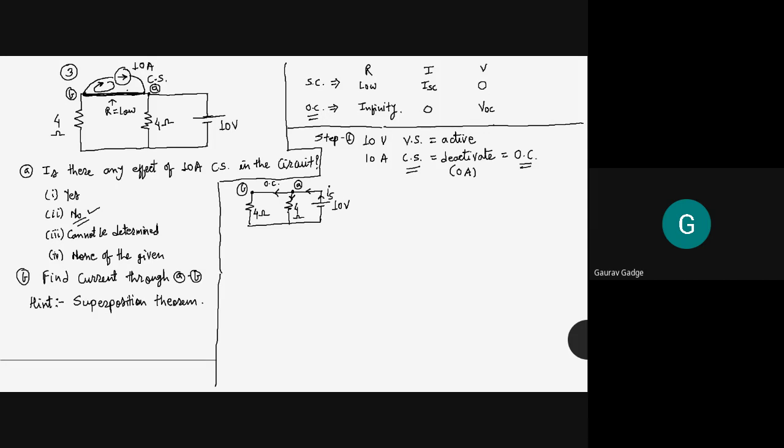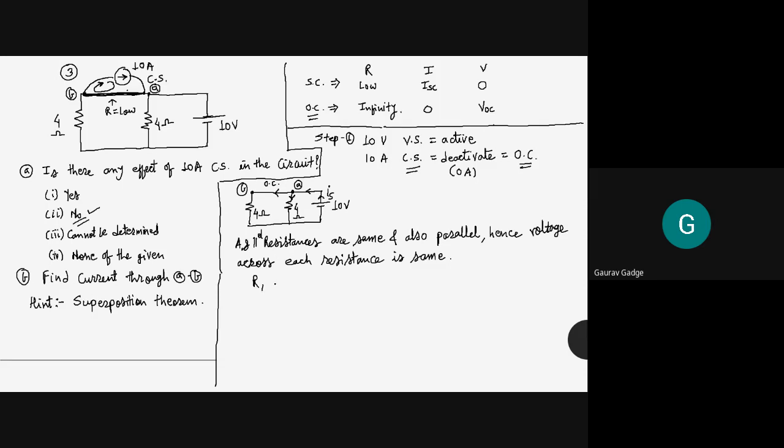Now the resistance values are the same. As the parallel resistances are the same and also parallel, hence the voltage across each resistance is the same. Since they are parallel connected, what will be the voltage across each resistance? The voltage across each resistance is the same. So we wrote that the resistances R1 and R2 are both the same, that is 4 ohm. It is the same.